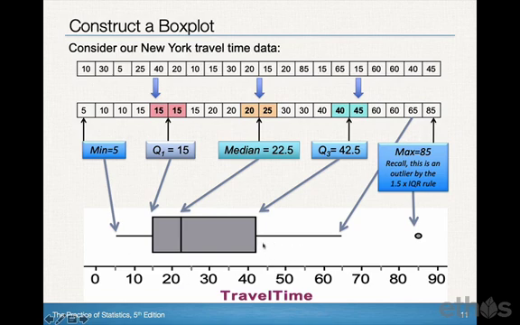These lines coming off the side are the whiskers, and they show us min and max. But, I mean, obviously our max was way up here at 85, and they could have chosen to extend this line all the way out to 85.